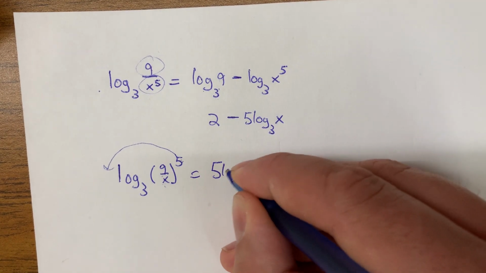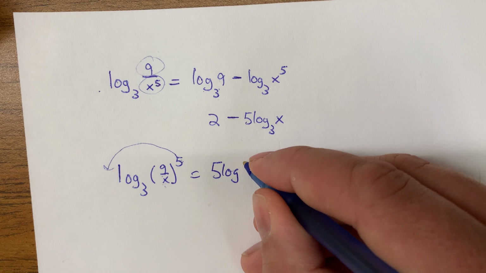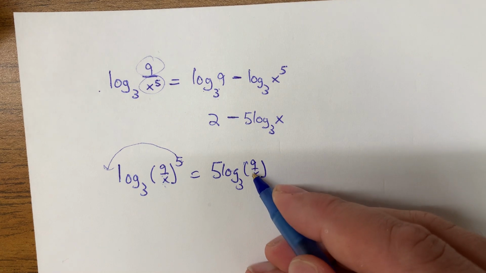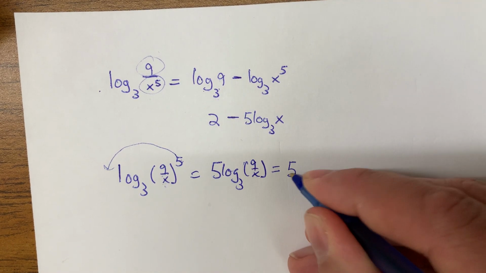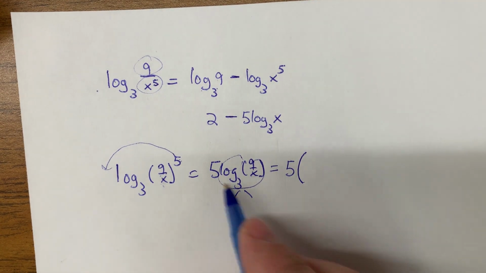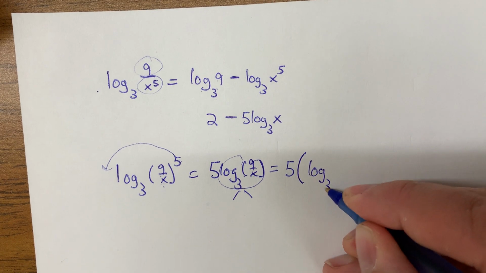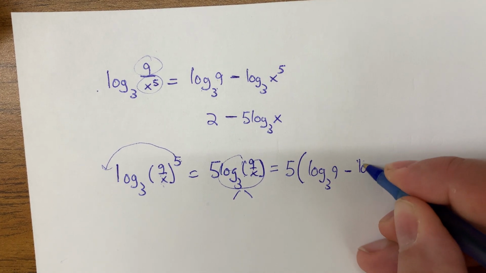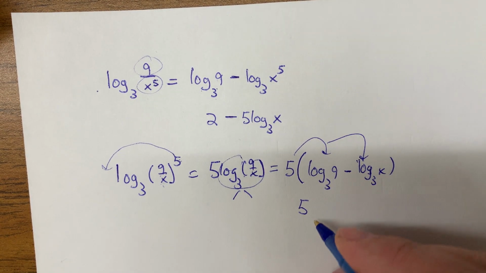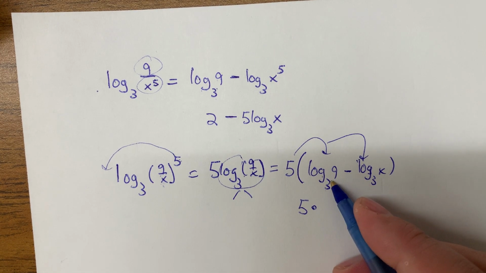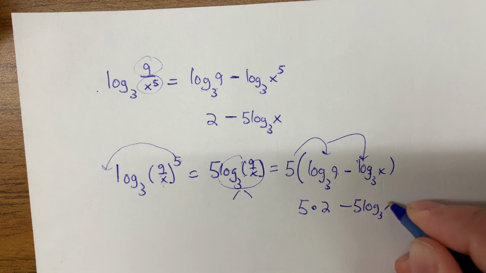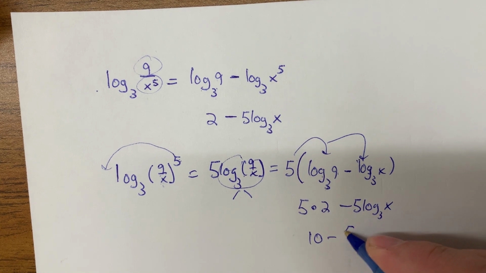And so this is 5 log base 3 of 9 over x. And now you can do the subtracting one. This is 2 things that are dividing, subtract. So this is going to be 5 times, now this is going to split into a binomial, so we need a parentheses on the outside. 5 times log base 3 of 9 minus log base 3 of x. And this 5 will multiply times both. So 5 times log base 3 of 9 is 2. 3 squared is 9. And this one can't be simplified, so it's just 5 log base 3 of x. And so we get 10 minus 5 log base 3 of x.